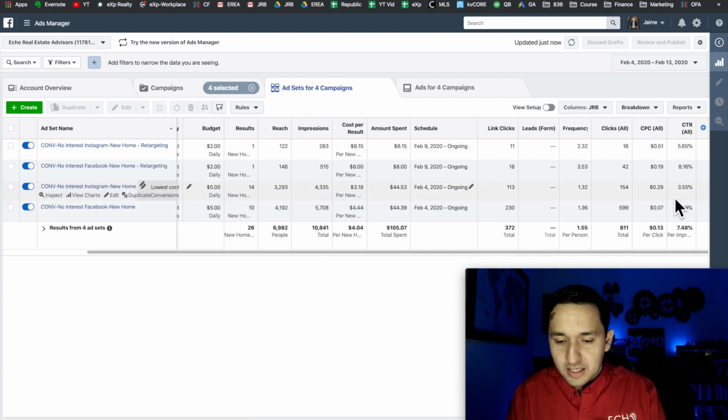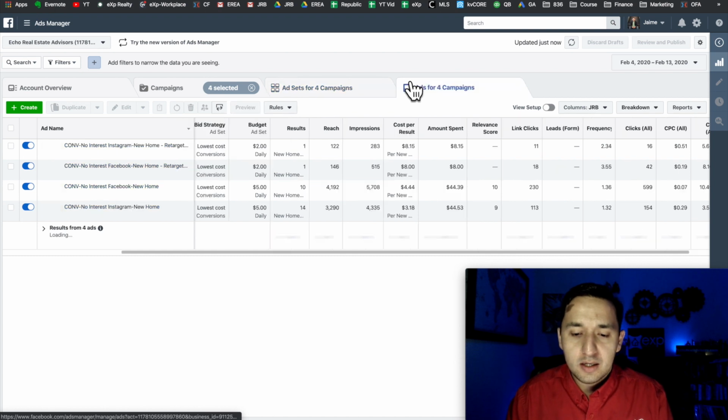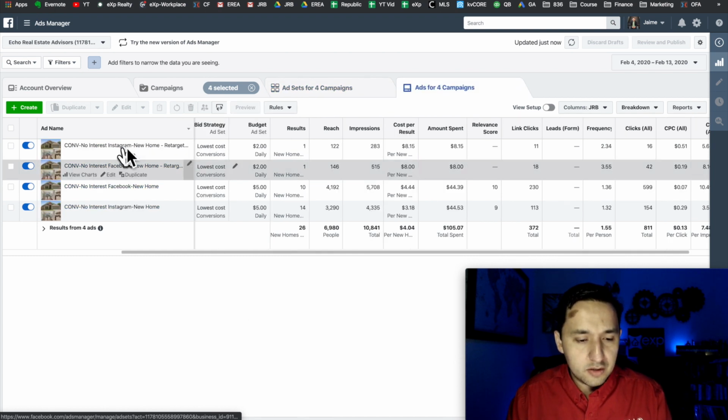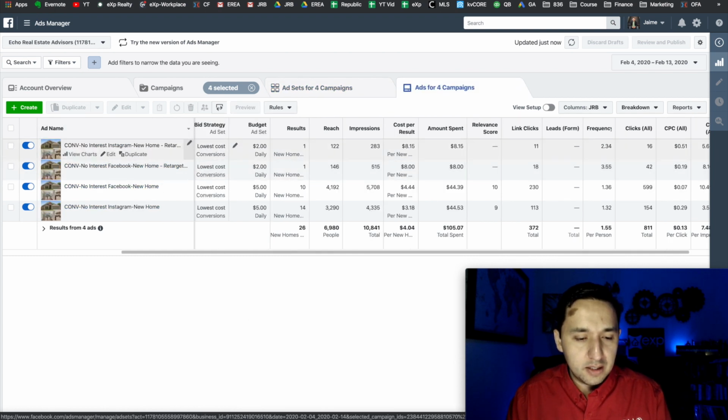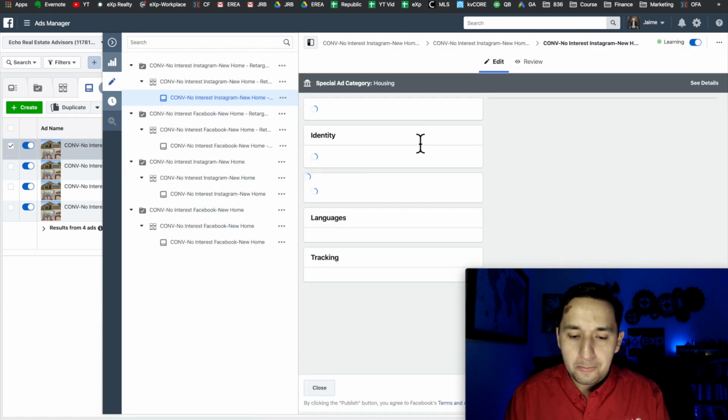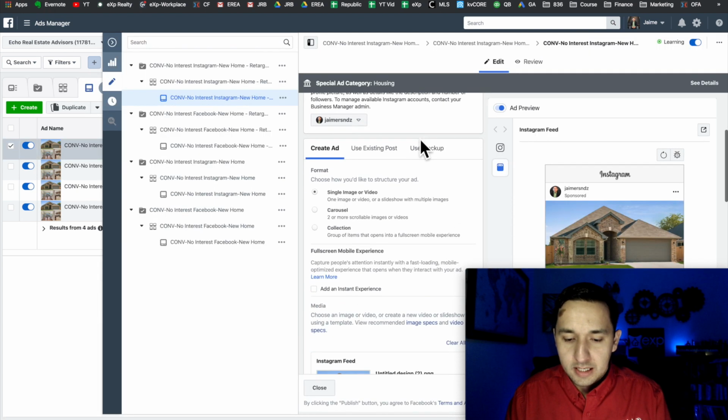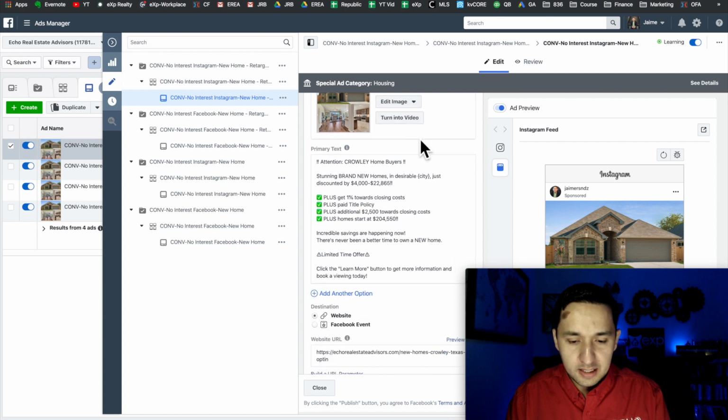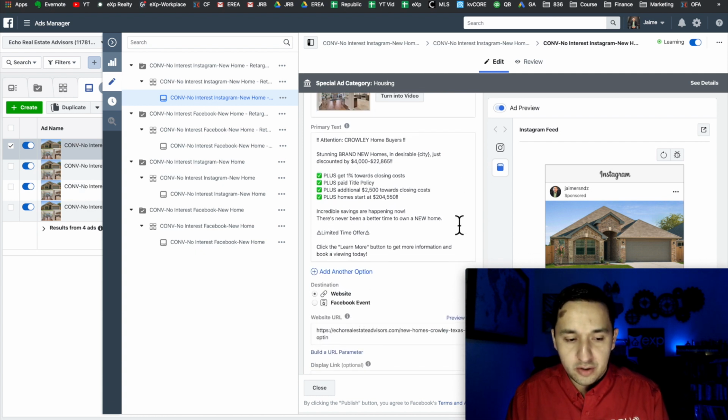So as you can see here again, we have a winner, and that's Instagram. Now let's check out the targeting. Let's check out the ad that we ran. All right, so here's what the ad looks like. It was the same ad, so I just did retargeting. It was the exact same ad, the exact same picture and image.